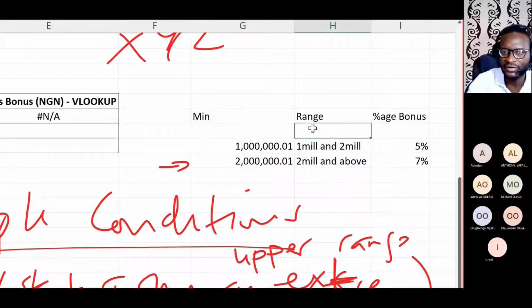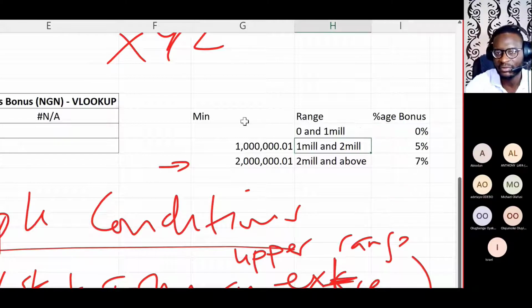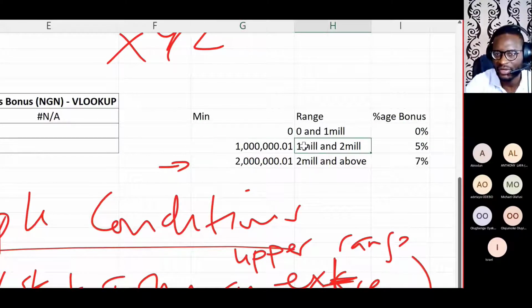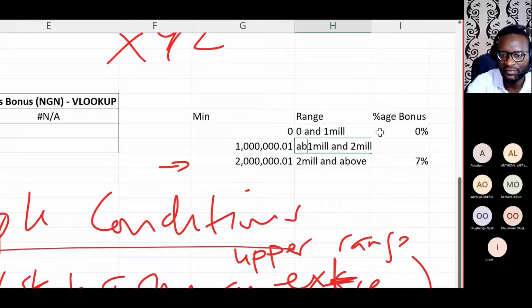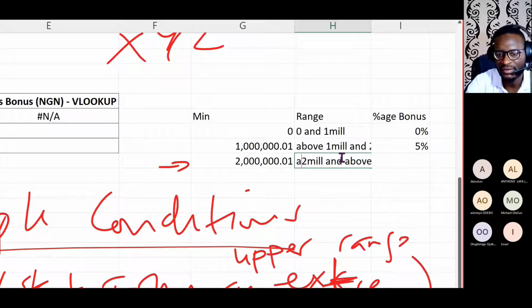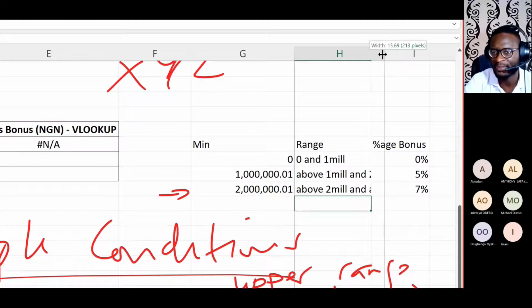So if you do between 0 and 1 million, your bonus is 0%. Minimum is 0. So it should be 1 million, and above 1 million.